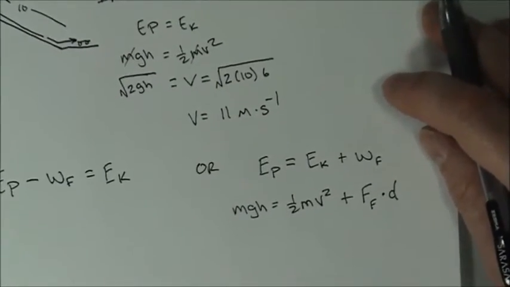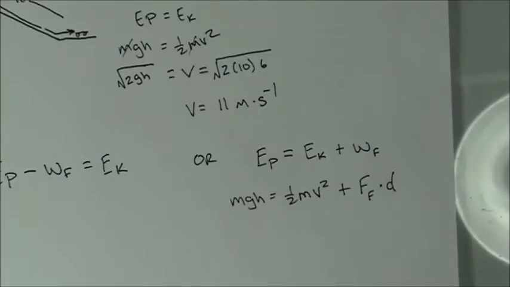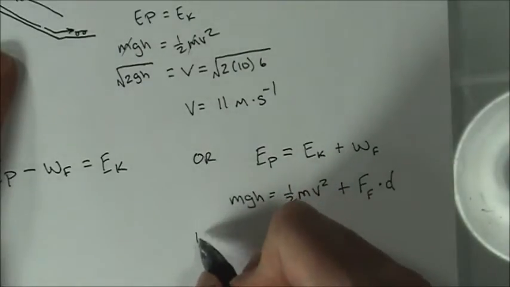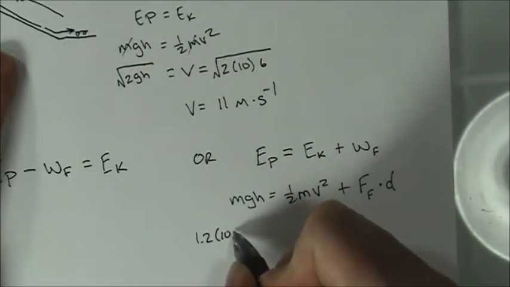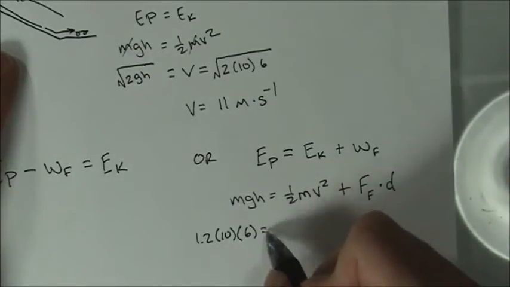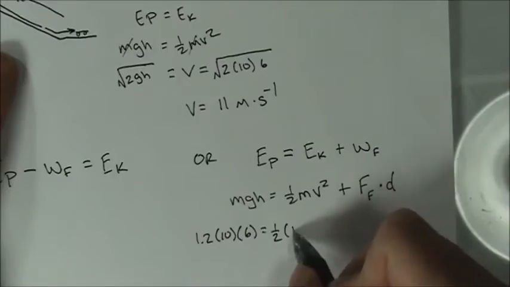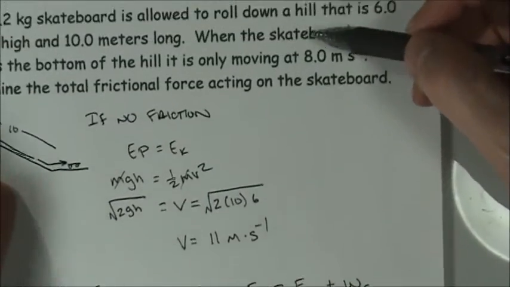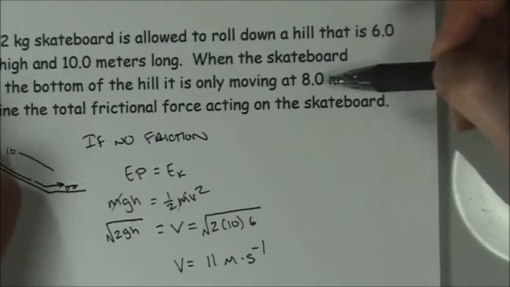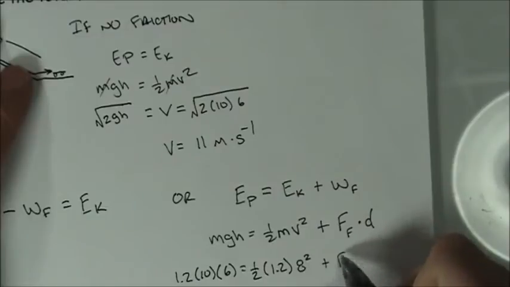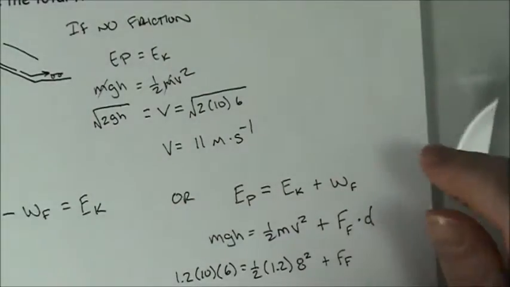So in this case, probably the easiest way for us to approach this one is we'll just go ahead and plug the numbers in, and then we'll move everything over to one side. So this is a mass of 1.2 times 10 times 6 meters equal to 1/2 times 1.2 times the velocity, and we were told that the velocity, just to go back here, at the bottom was 8. Plus F_f, which I don't know, but I do know the distance.